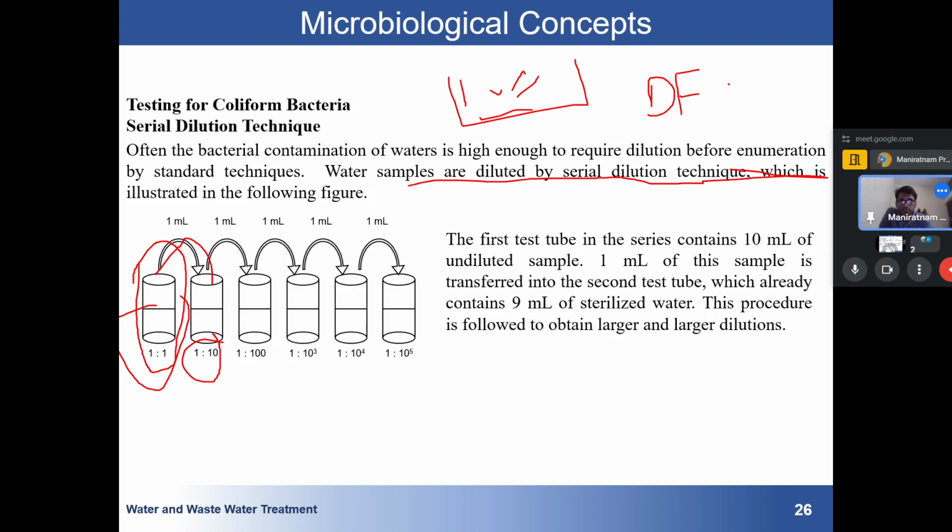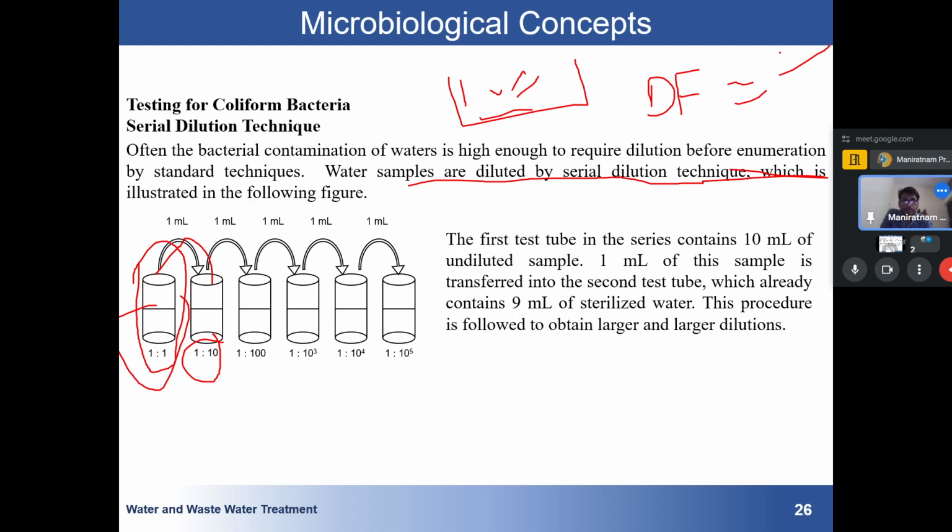I hope in the initial classes, when I was discussing this order, what we call taste and odor, we were discussing that FTN, TON and all these things are nothing but a dilution formula. So how is this dilution formula defined?